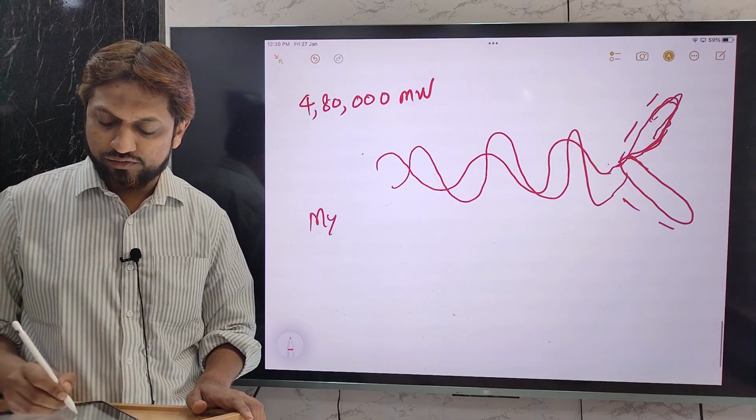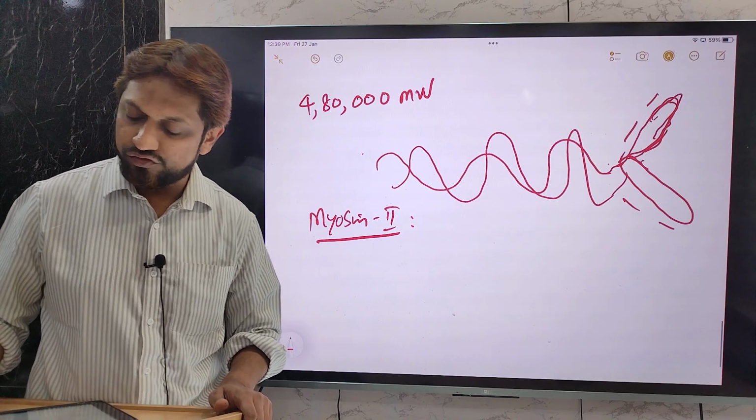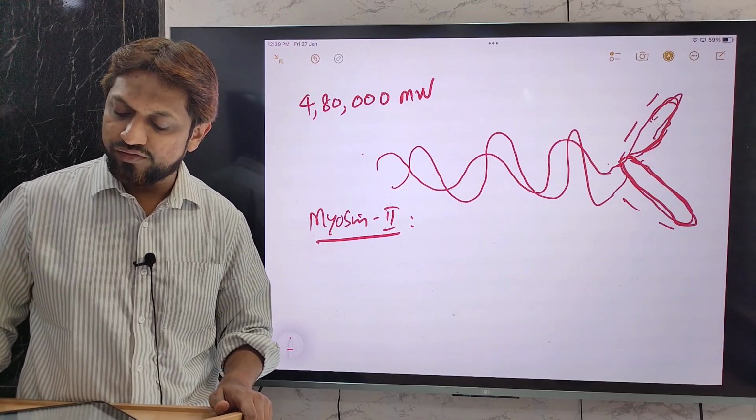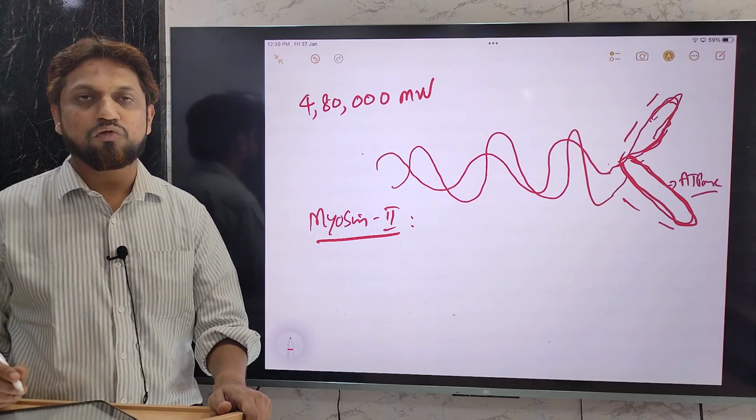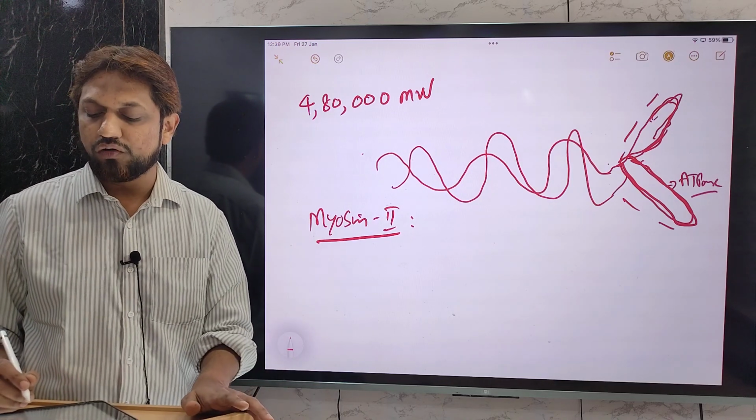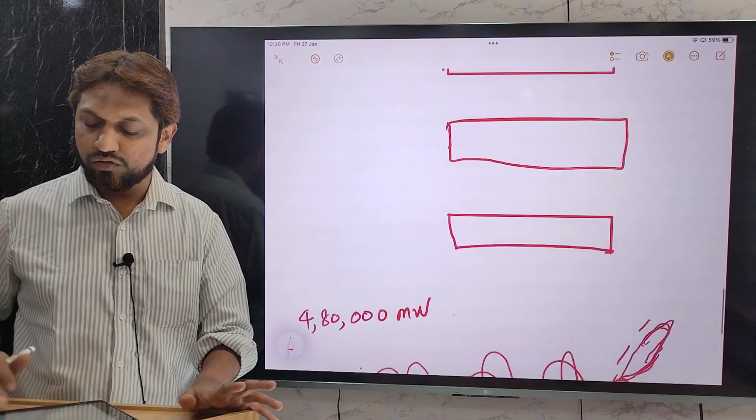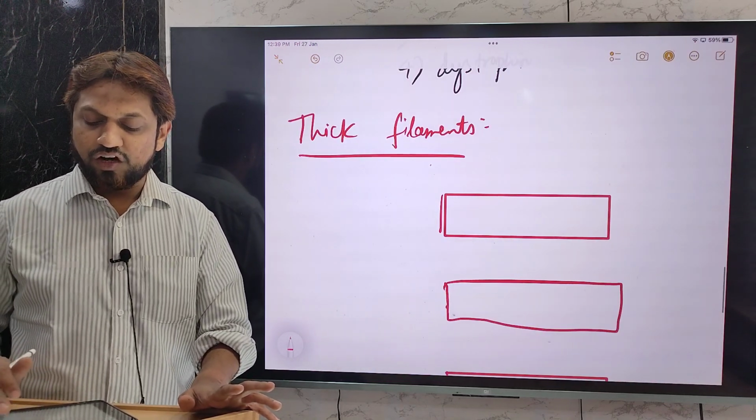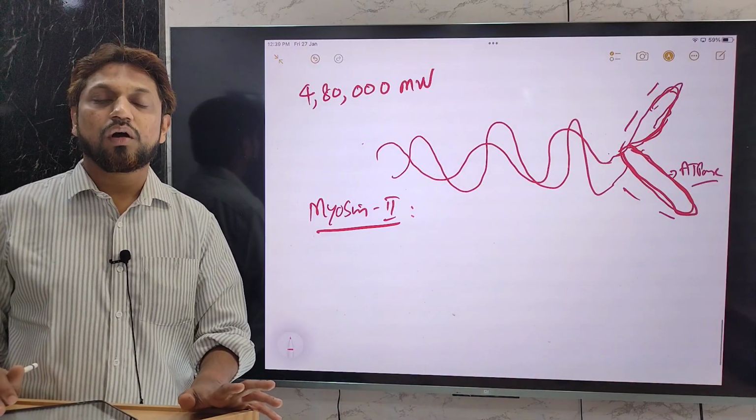It has 2 heads, myosin 2, and one functional activity of this myosin is its ATPase enzyme activity, that is, it can convert ATP into ADP and phosphate, which we'll discuss in the molecular basis of muscle contraction. For the time being, remember this one. This thick filament is mainly made up of these myosin molecules.